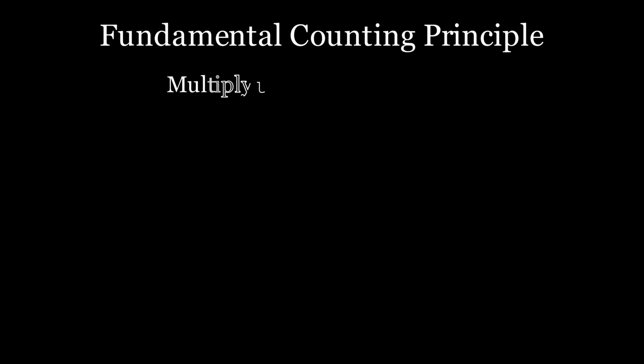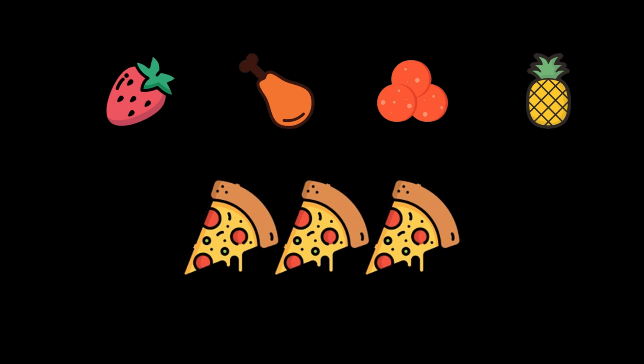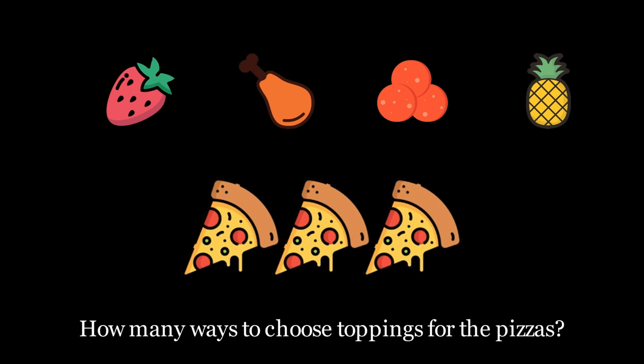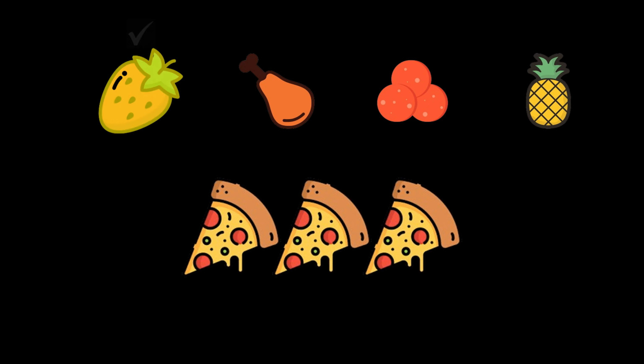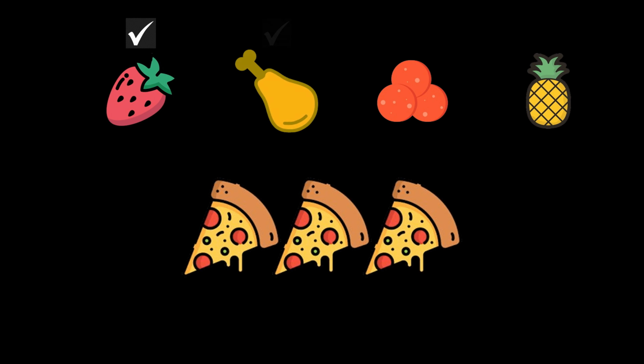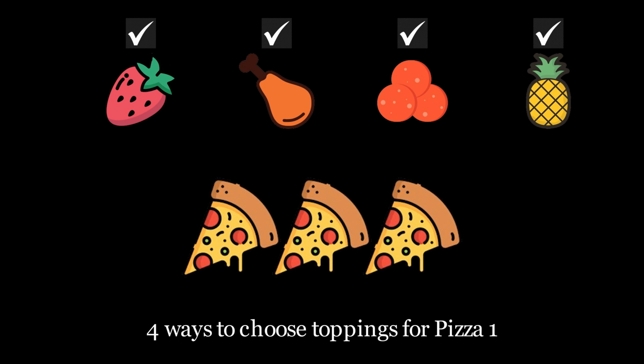The fundamental counting principle, also known as the multiplication principle. Let's try and understand it with an example. We are given three different pizzas and we have four different toppings: strawberry, chicken, pepperoni, and pineapple. How many ways are there to choose toppings for the pizzas? Well, you can choose the first pizza and use any of the four toppings on it, because the pizzas are independent.